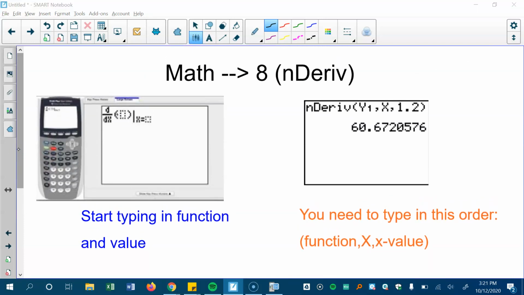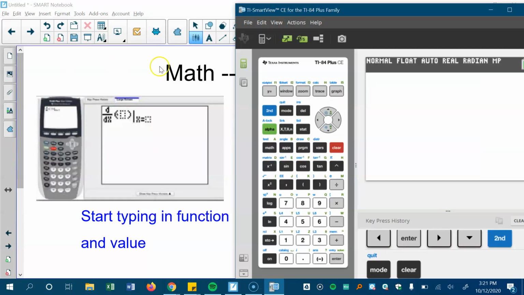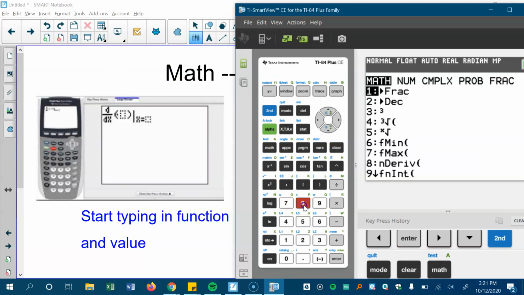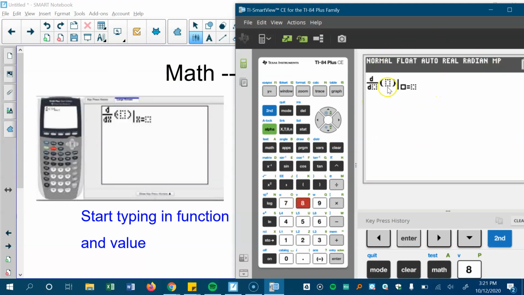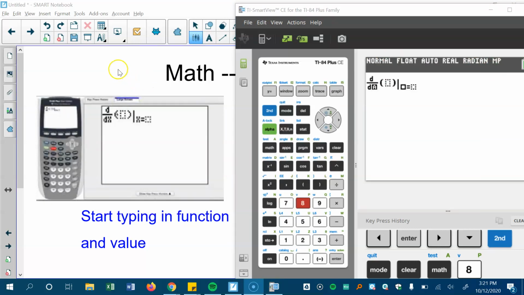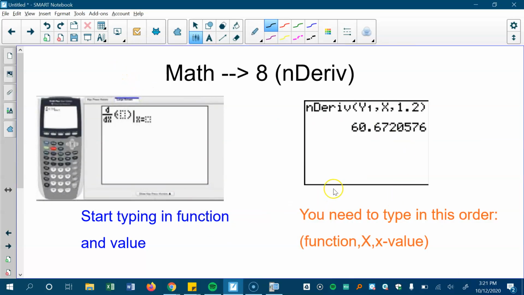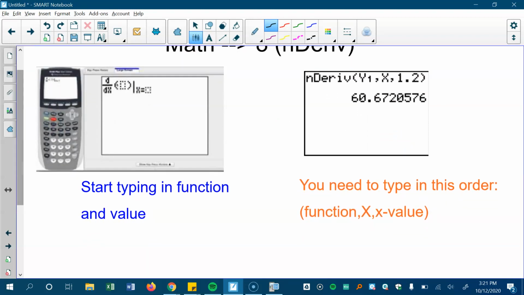If you were to go to your calculator, this is the best test, and you're going to go to Math and 8, you either get this screen, which is on the left, or you get this screen on the right. If you get the one on the left, you can just start typing your function and your value, and you can get your derivative for what you need. If you get the one on the right, though, it will give you an empty parenthesis here, and then you have to actually start typing something in. And the order that you need to type things in is function, and then x, always x, and then x value, whatever x value you want.